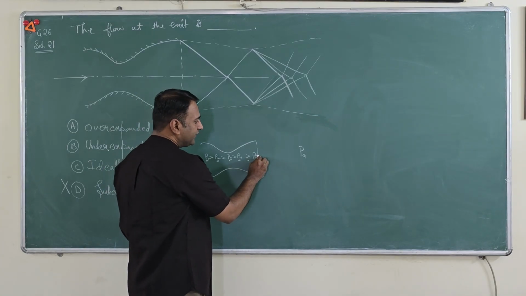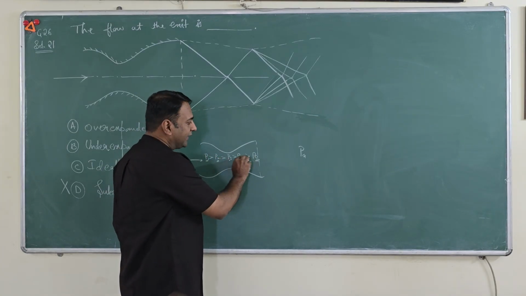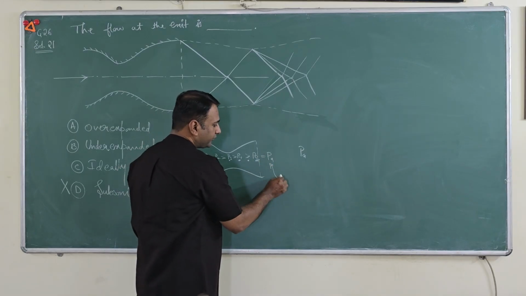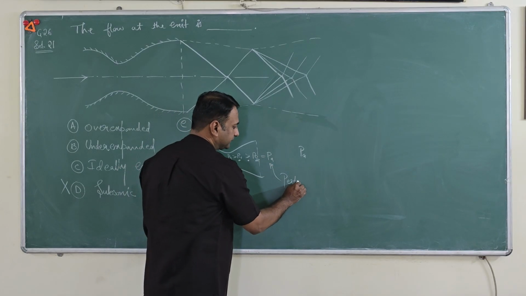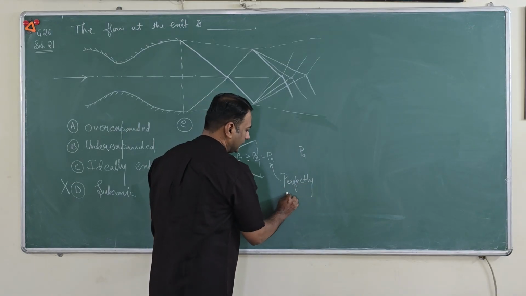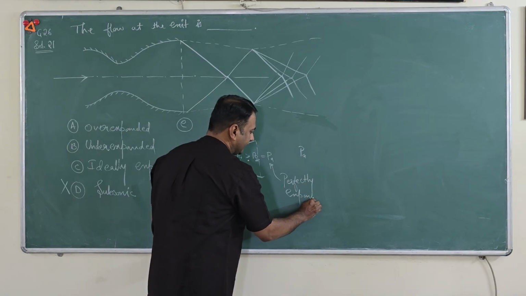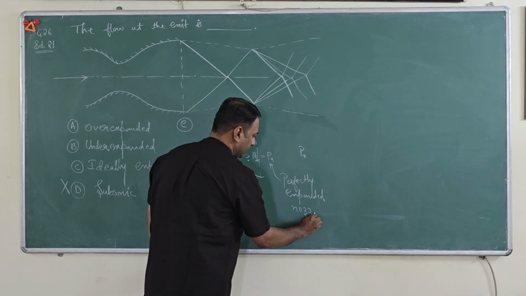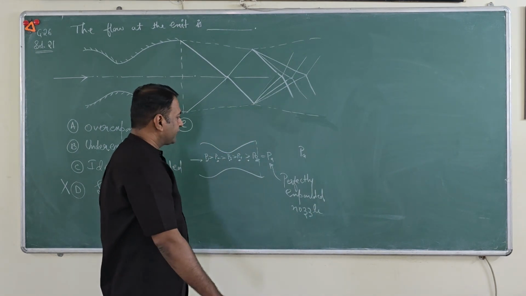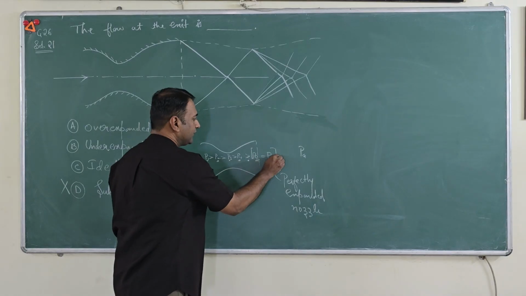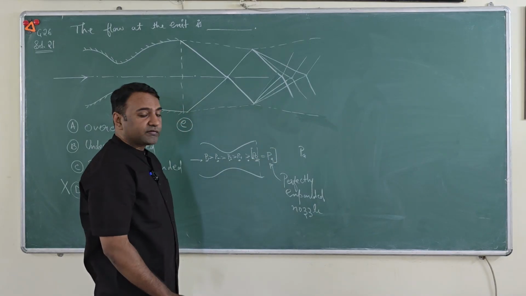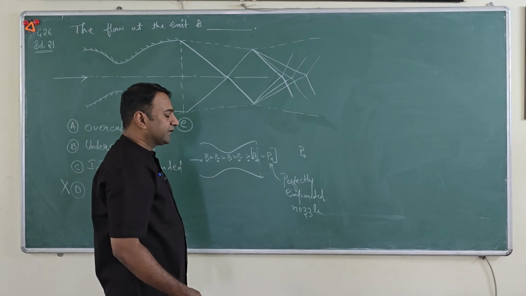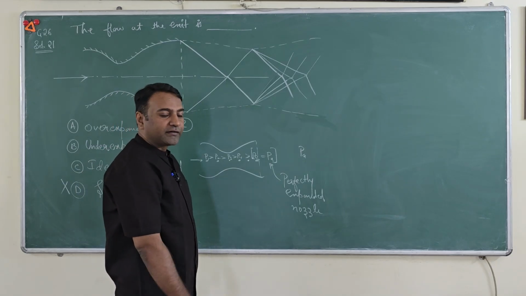If P, by expanding, reaches equal to PA, we call this a perfectly expanded nozzle. It's a perfect expansion. P equals PA. If that happens, it's called perfect expansion or ideal expansion, or it is called optimally expanded, or it is called the adapted condition.